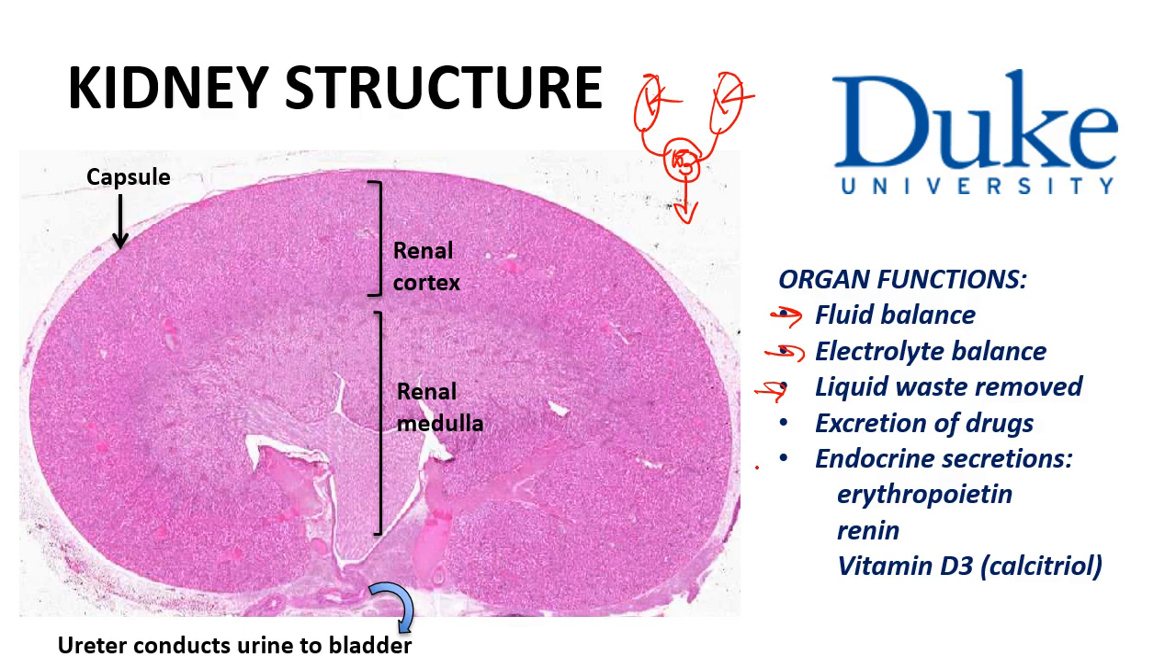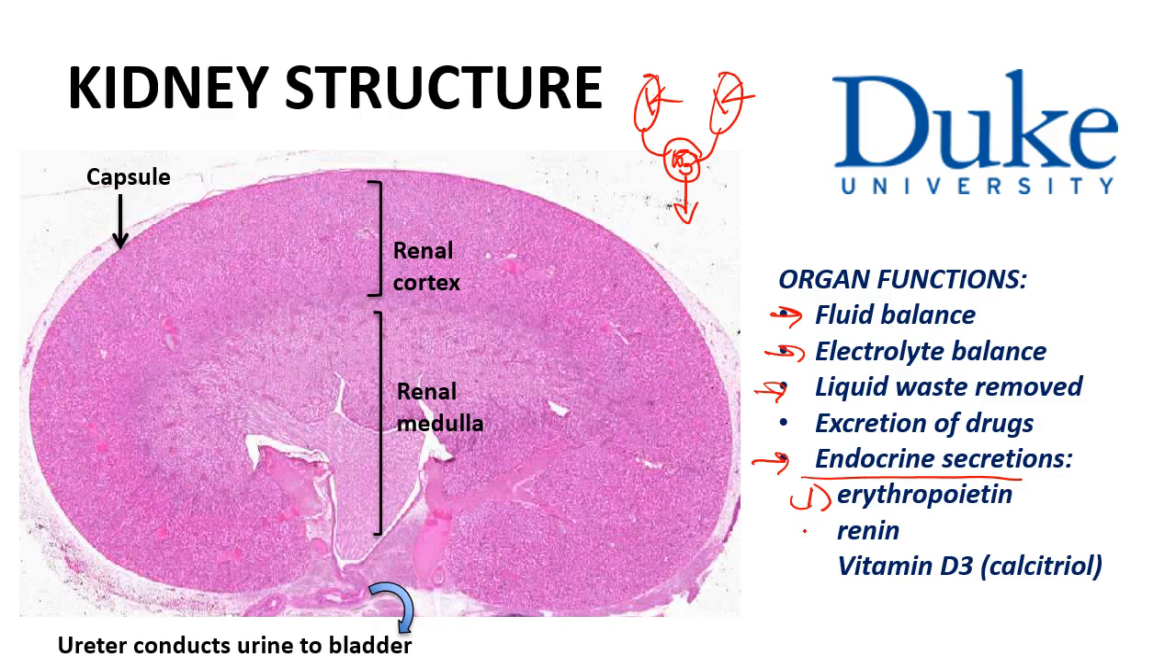And then lastly, the kidney has some very important endocrine functions. The first of these is that it makes a hormone which is called erythropoietin, and it does so in response to hypoxia. So low oxygen tension causes the kidney to secrete erythropoietin. Erythropoietin works in the bone marrow to increase the production of red blood cells.